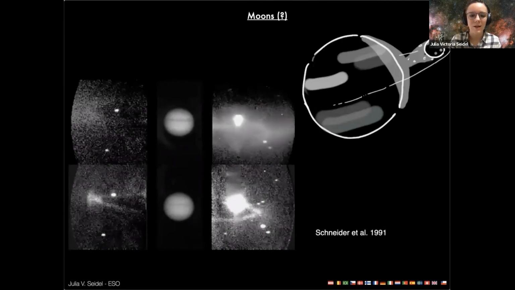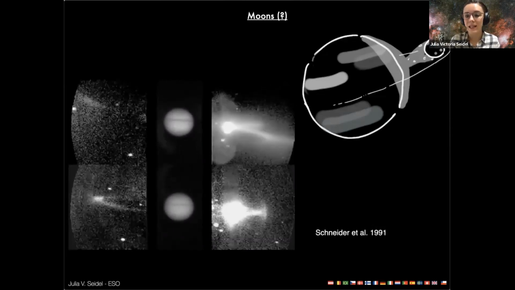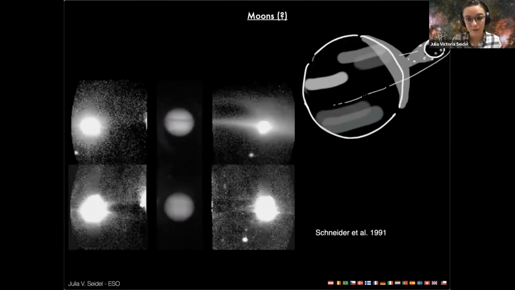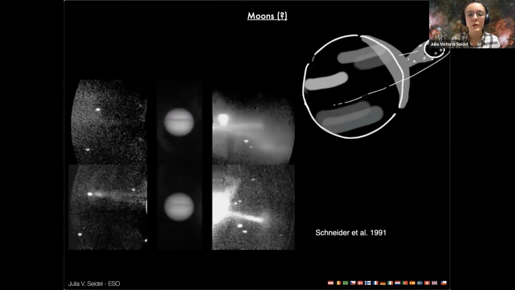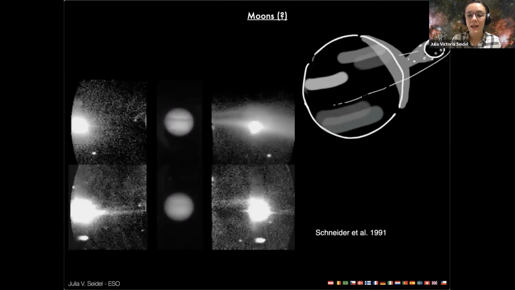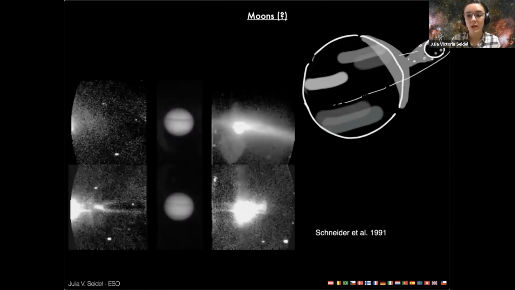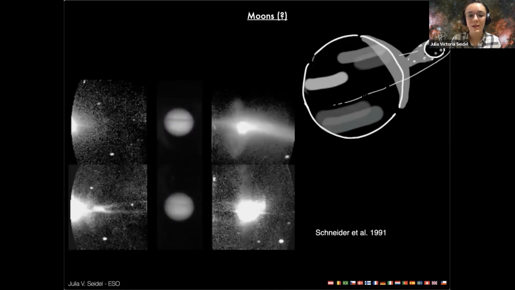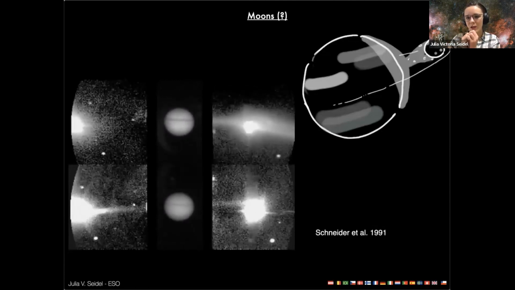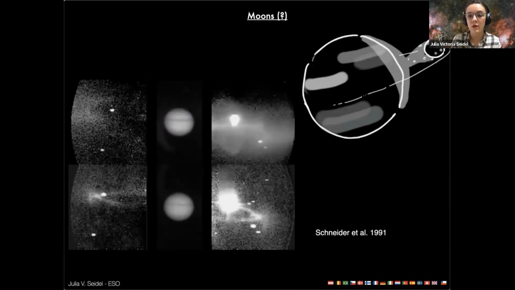So this is a little video taken in 1991, 30 years ago, by Schneider et al. And this isn't an exoplanet, unfortunately. This is Jupiter and its moon Io. And what you see here is a video taken in the yellow wavelength of the visible light, and you can see sodium. So this is this comet-like tail where you can see that elements are explosively outgassing from Io and accreting on towards Jupiter.